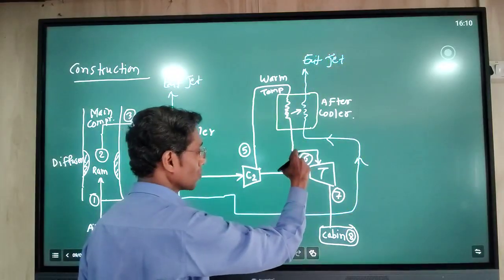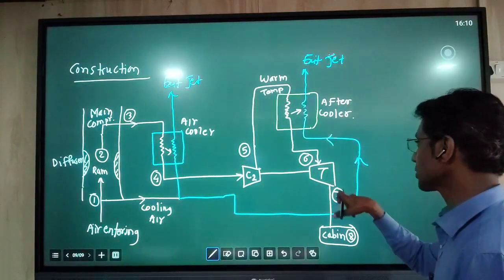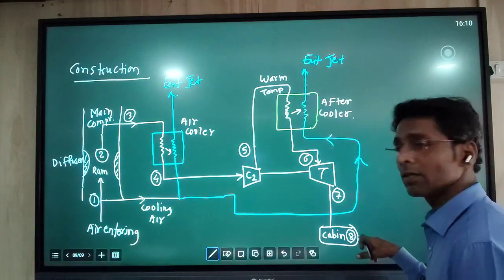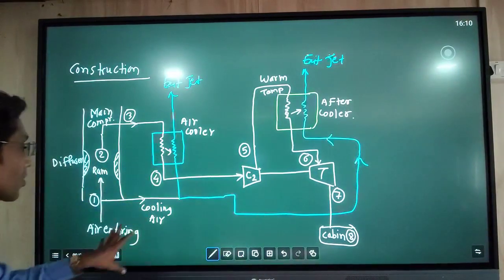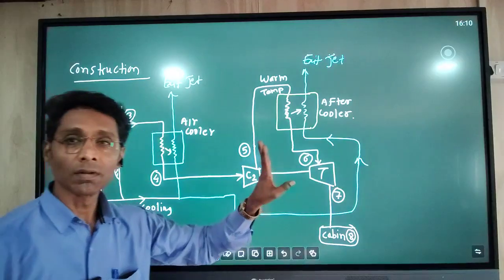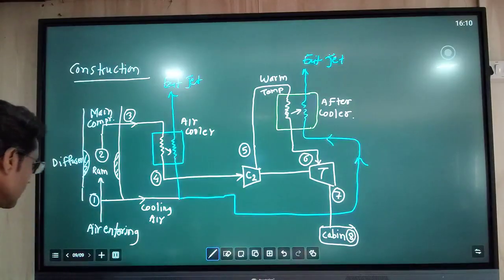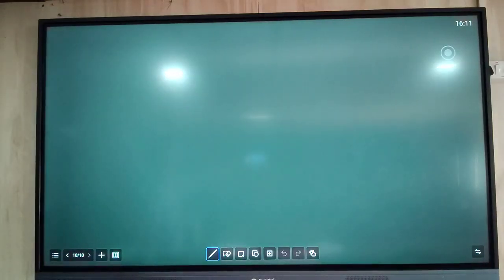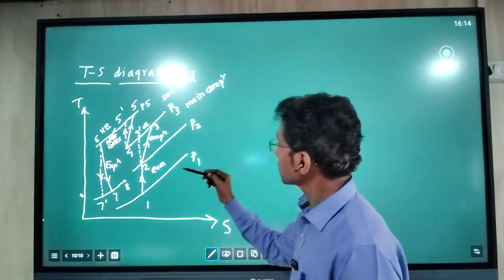This air, which has been cooled, is again passed through the turbine. Here the expansion process takes place, 6 to 7, and then the air goes to the cabin, which is point number 8. This is the journey of air from the entry to the cabin in the Bootstrap air cooling system. Now we will need its TS diagram for the analysis purpose. So now we will see the different processes.